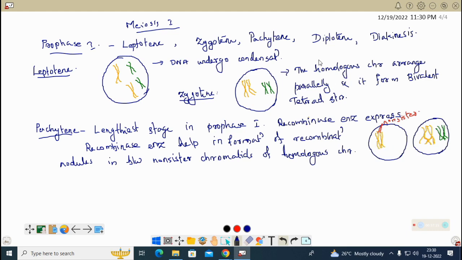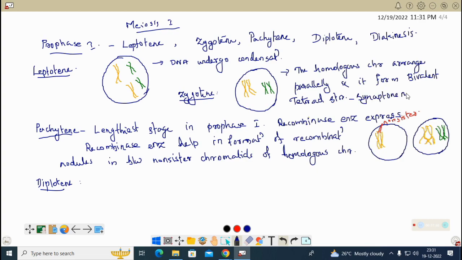Now the next stage is diplotene. In the diplotene stage, what is happening is that the paired homologous chromosomes start segregating from each other. This involves the dissolution of the structure called the synaptonemal complex. We can say the synaptonemal complex forms in the zygotene stage itself. This is called the synaptonemal complex.